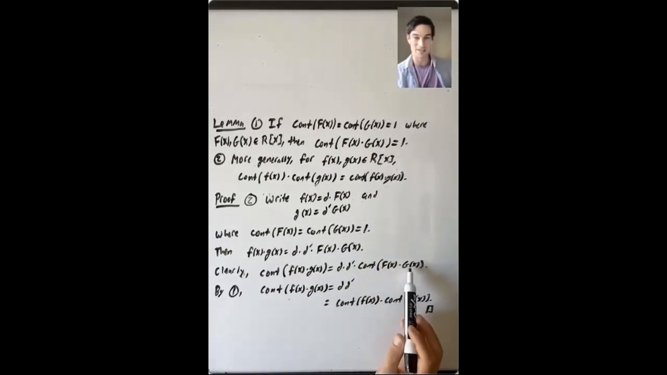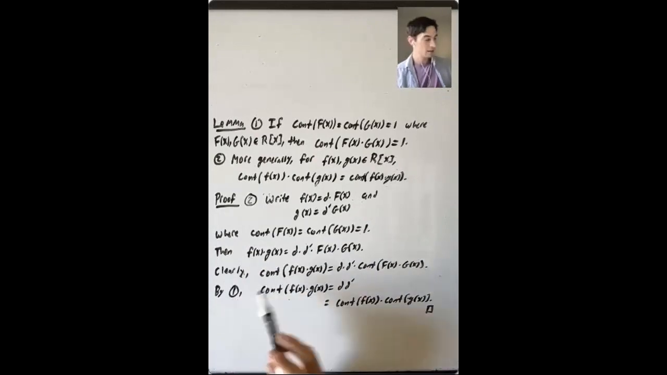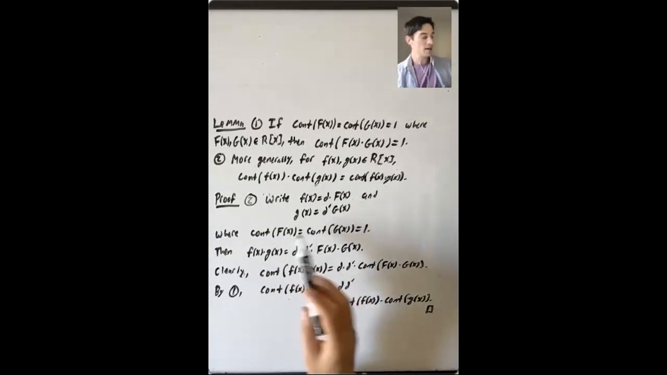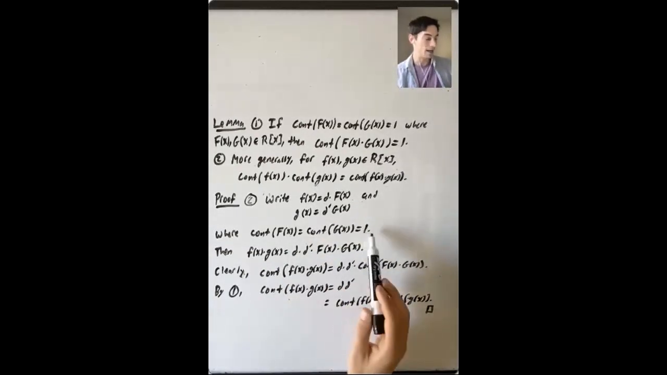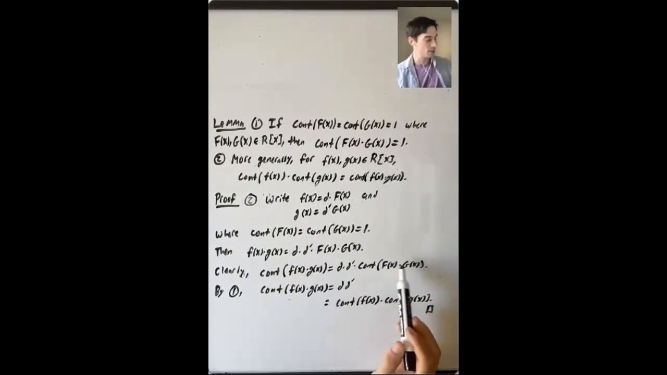But by part 1, capital F and capital G are two polynomials where the GCD of their coefficients is 1. So the same is true for the GCD of the coefficients of the product, the content of the product. So the content of little f times little g is d d prime, and that is the content of little f times the content of little g.